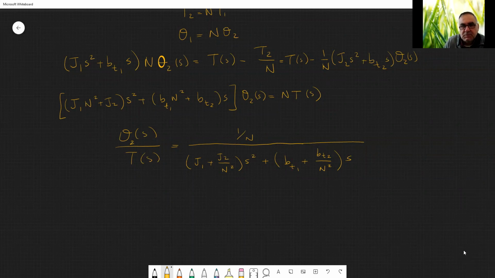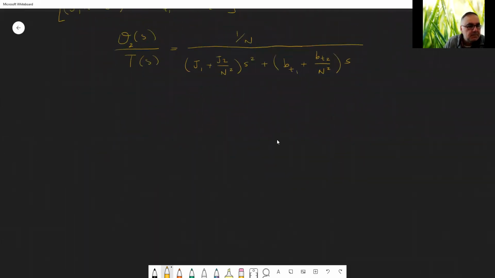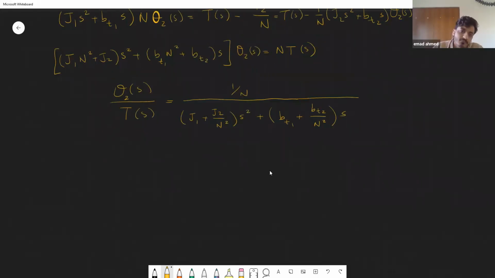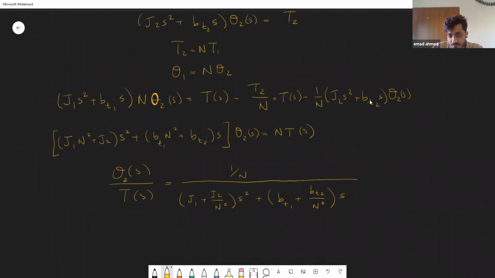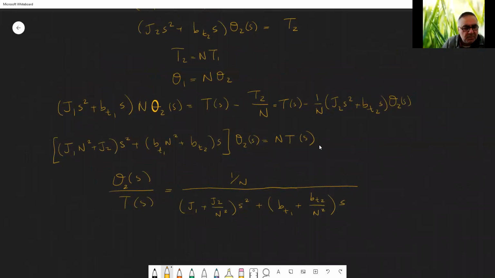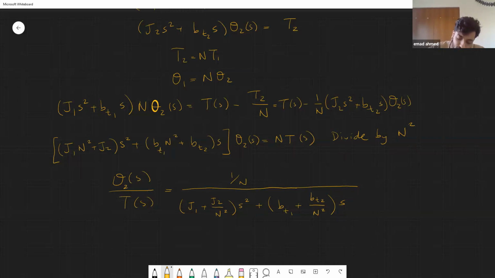So do we have any questions? Can you explain how you changed the form from the second last step to the last step? You mean the one before the last to the last? Yes. I divided everything by N squared. So both sides divided by N squared, and then I have divided everything to each other.